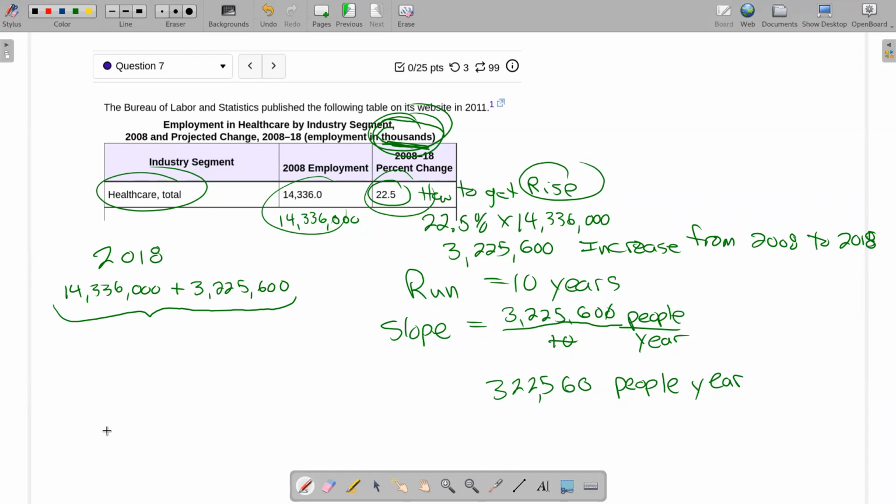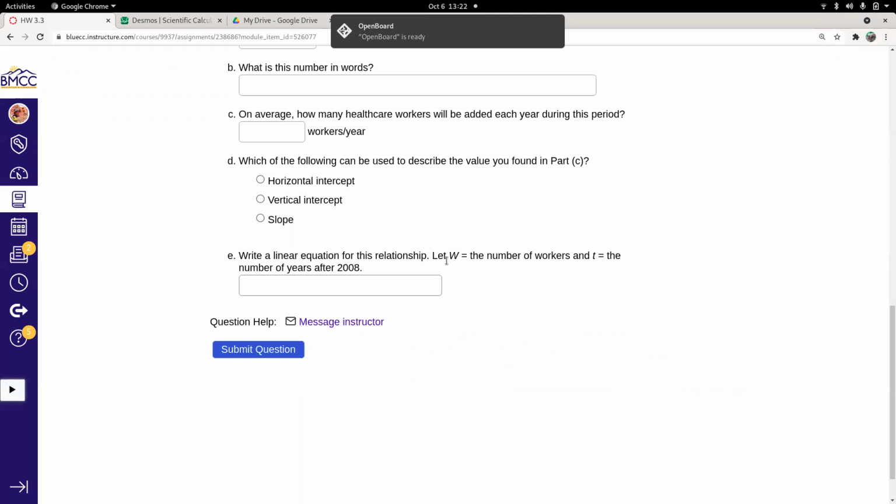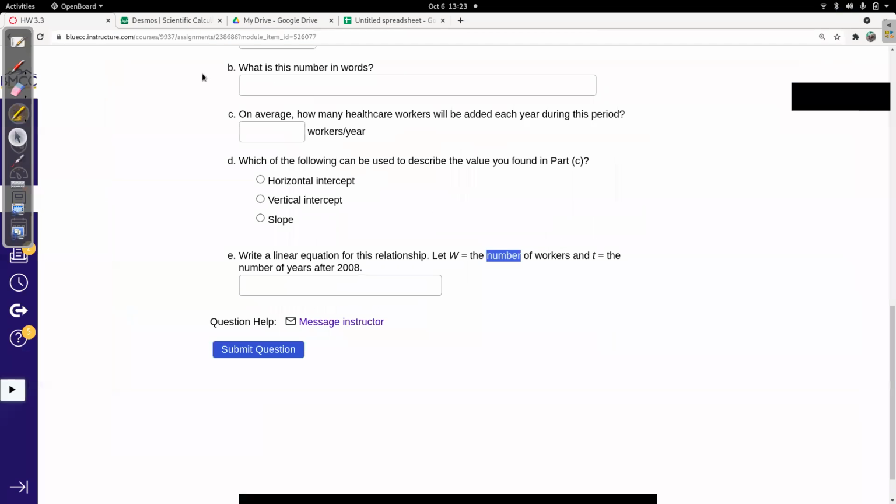For the last question, as far as an equation goes, let's see what letters they wanted. They want W for workers and T. And this just says number of workers, right? It doesn't say thousands of workers. So that means I have to use my new bigger numbers. And T is the years after 2008. So if T equals 10, that would be 10 years later, which would be 2018. Okay, let's put that all together.